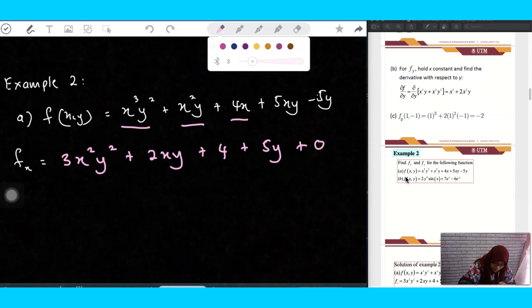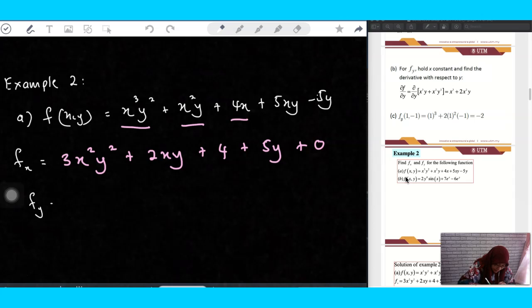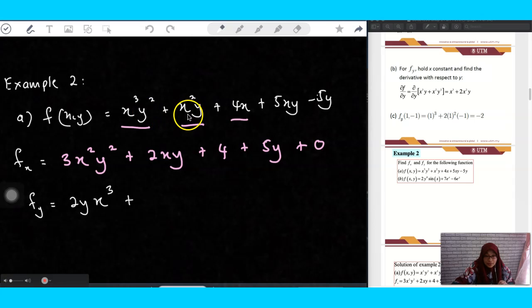Fy. Differentiate with respect to y, x constant. Remember now, x is constant. So can you see the first, can you see the y? Yes. So the answer cannot be 0. Now just differentiate the y squared. So you have 2y, so 2y x cubed. X cubed does not change because that is constant. Plus. Now look at the second term. X is constant, so now x squared is constant. So you just have y, differentiate y, you will get 1. So you have x squared.